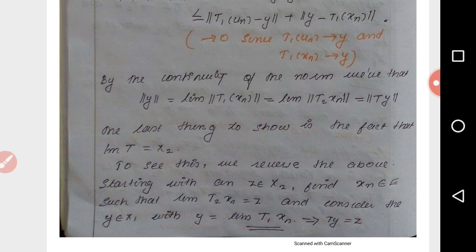Now we have to prove one more thing, that the image of T is equal to X2. To prove that T is an isometry from X1 onto X2, we have to prove that the image of T is equal to X2. To see this, we reverse the above. That is, we start from some element z in X2 and find xn belonging to E such that the limit of T2 xn is equal to z, and consider y belonging to X1 with y equal to the limit of T1 xn, which implies Ty equals z, as we have shown above.